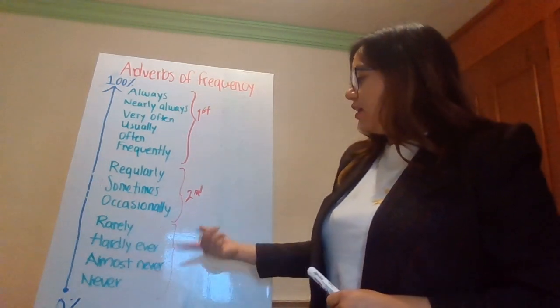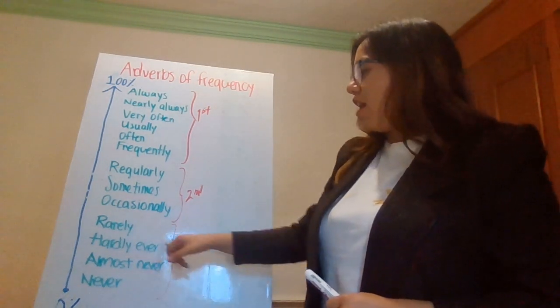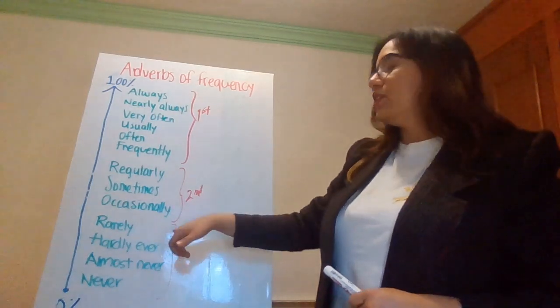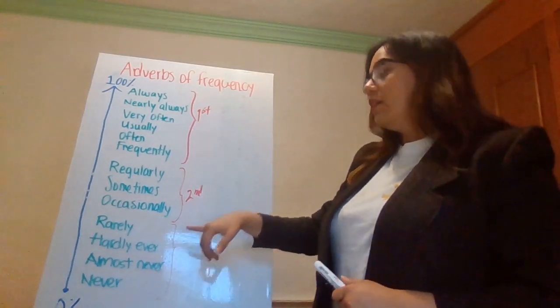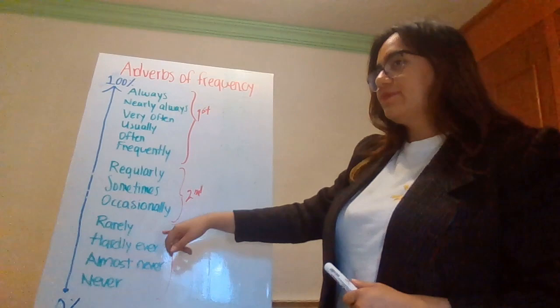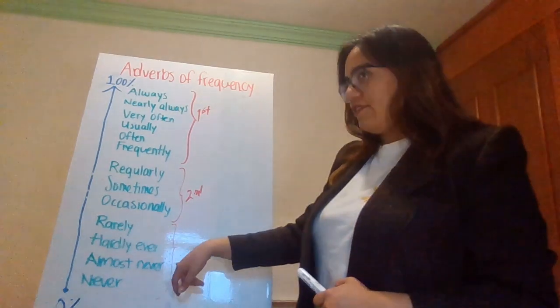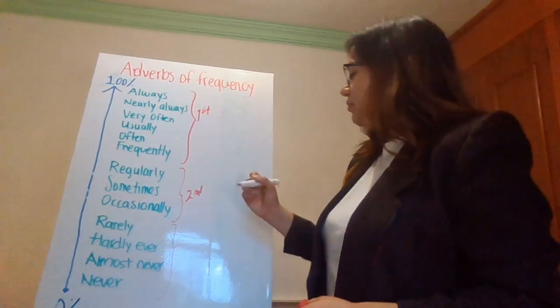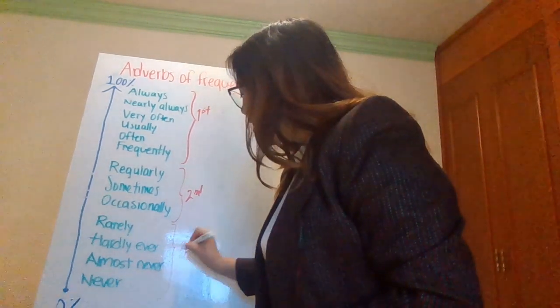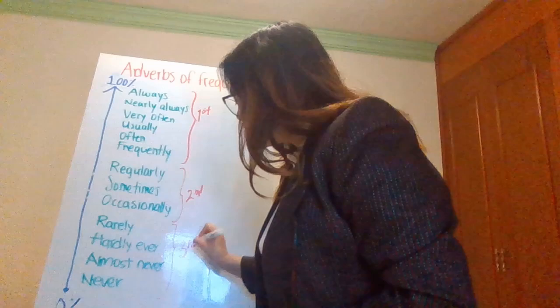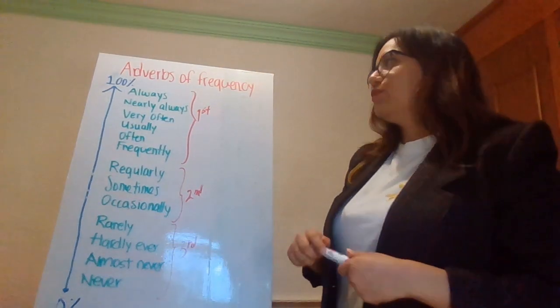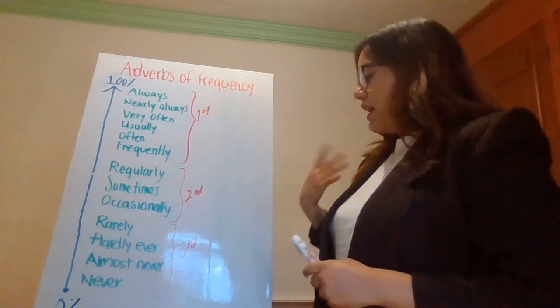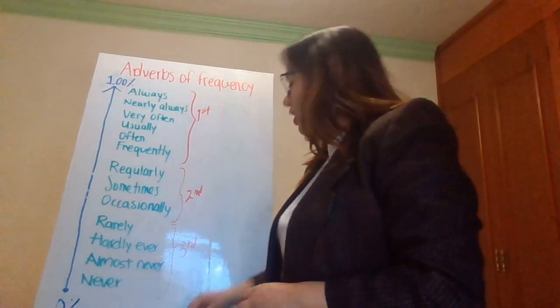Okay, so in the last block we have rarely. Okay, repeat, rarely, hardly ever. Okay, almost never. And the last one, never. Okay, remember that we use this to describe things that we never do. We don't do at all. Okay, I'm gonna give you some examples.